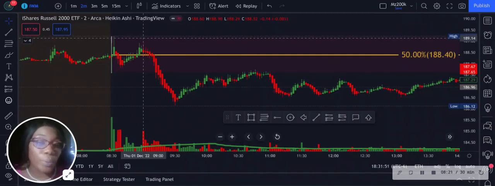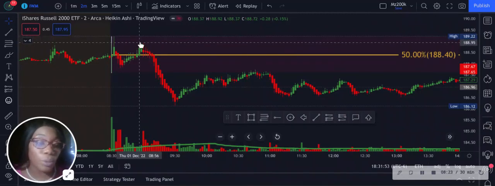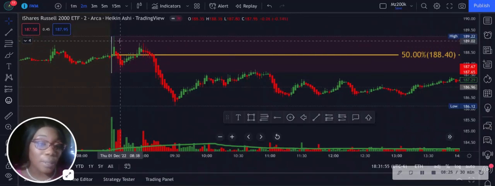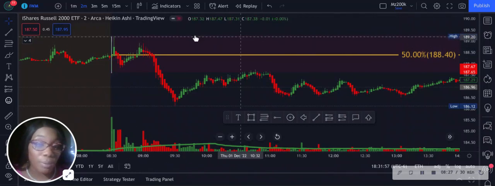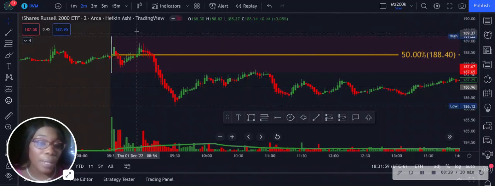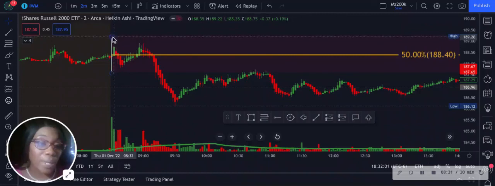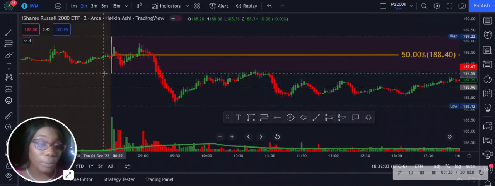So what other way would I know to wait? It's by other fib levels that I don't have on here. It's by marking your morning high, marking your morning low, or using this simple indicator.